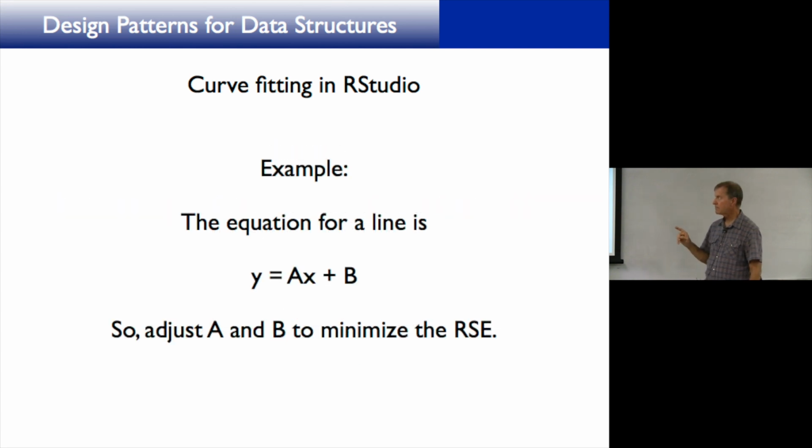A line. So, what's the equation for a line? y = ax + b. a is the slope, b is the y-intercept. Are you with me? Okay. So here's what R, in RStudio, will do for us. It is able to adjust a and b to minimize the RSE. So let's take a look at an example.